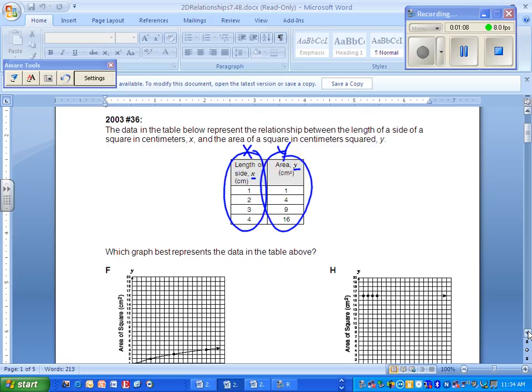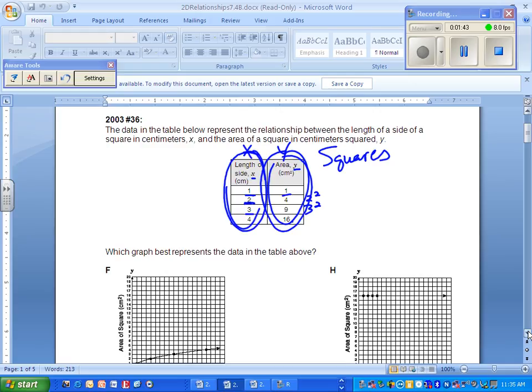These are squares. Here's the length of my side. These are all squares. So if the length of the side is 1 of my square, then 1 times 1, the area is going to be 1. If the length of my side of a square is 2, then 2 squared is 4. If the length of my side of my square is 3, then 3 squared is 9. 4 squared is 16. All right, so now that we understand, here's the length of my sides here. Here's the area of the squares with those side lengths on the right.